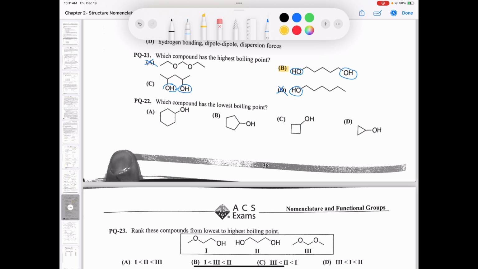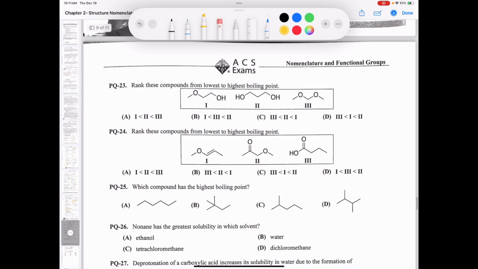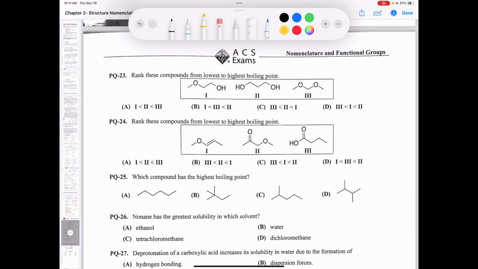These are all cyclic compounds with a hydroxyl. So the first one is cyclohexanol. Then we have cyclopentanol, cyclobutanol, cyclopropanol. And cyclopropanol is going to have the lowest boiling point because even though they all have the hydroxyl group, after that, it would be based off of molar mass. And since cyclopropanol is the smallest, it has the lowest molar mass, and so it's going to boil the easiest. It's going to be easier to break those intermolecular forces to convert the compound from a liquid to a gas.